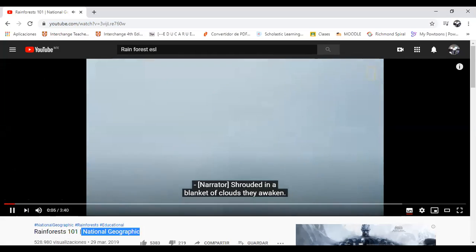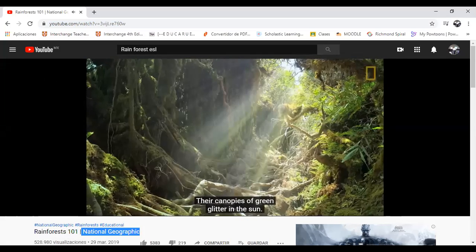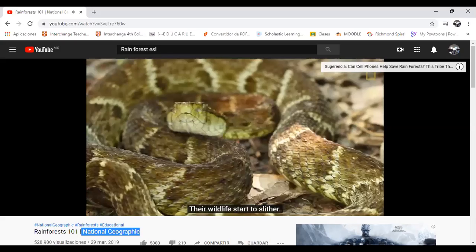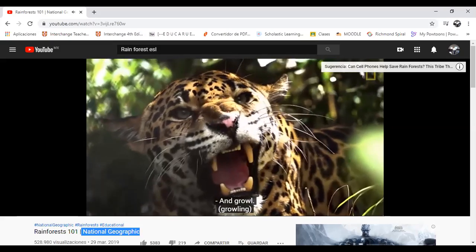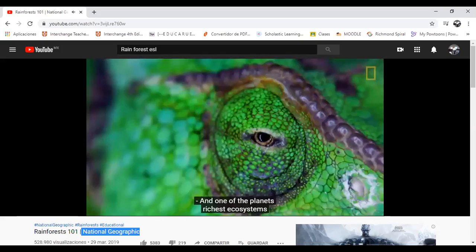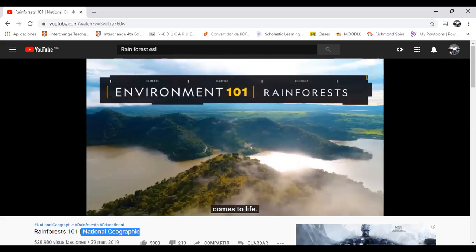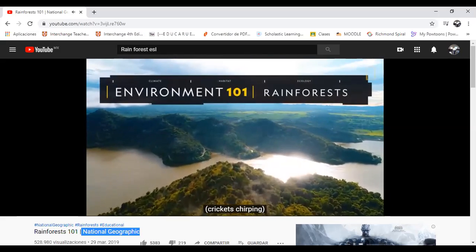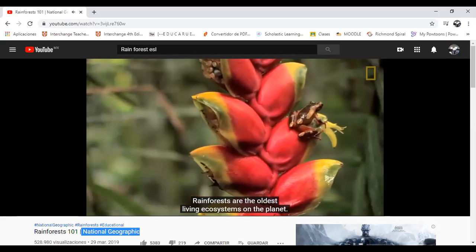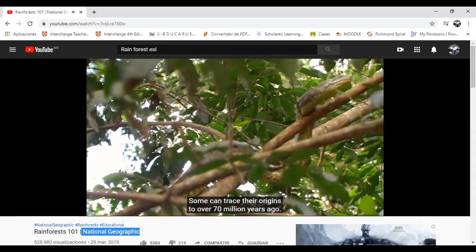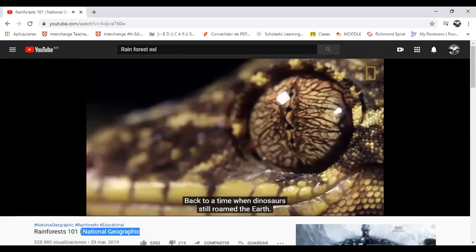Shrouded in a blanket of clouds, they awaken. Their canopies of green glitter in the sun. Their wildlife start to slither, chirp, and growl, and one of the planet's richest ecosystems comes to life. Rainforests are the oldest living ecosystems on the planet. Some can trace their origins to over 70 million years ago, back to a time when dinosaurs still roamed the earth.